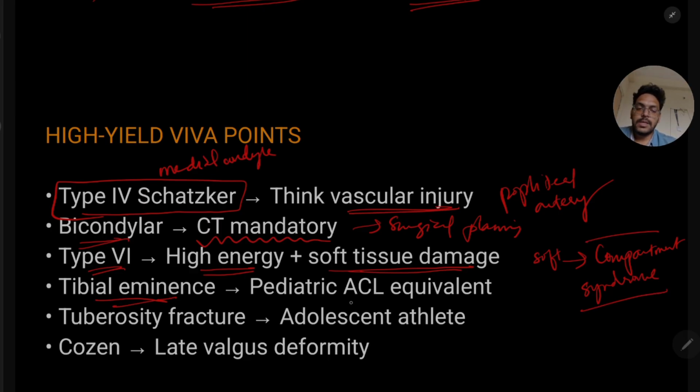In the tibial eminence, there is a pediatric equivalent. Tuberosity fractures are an adolescent athlete or sports injury. Then Cozen's has Cozen's phenomenon or late valgus deformity.